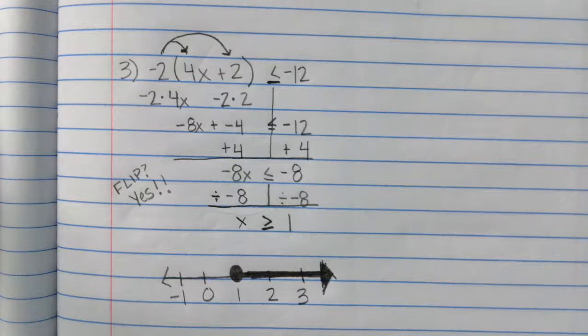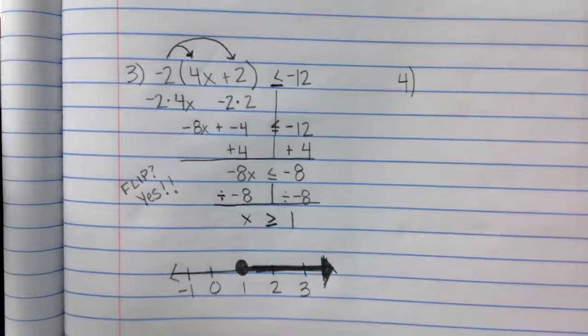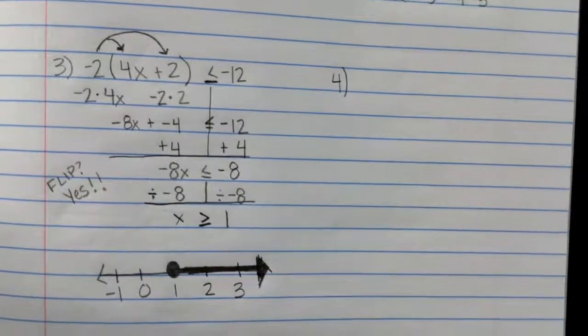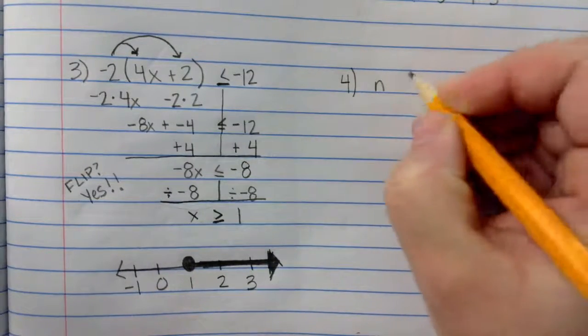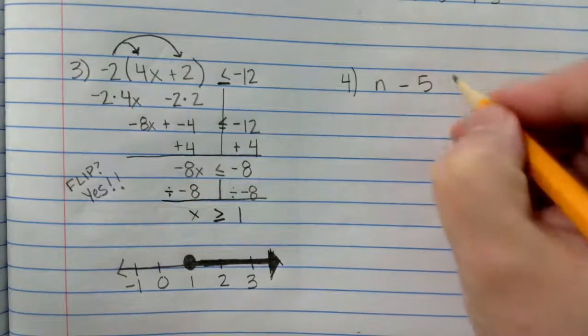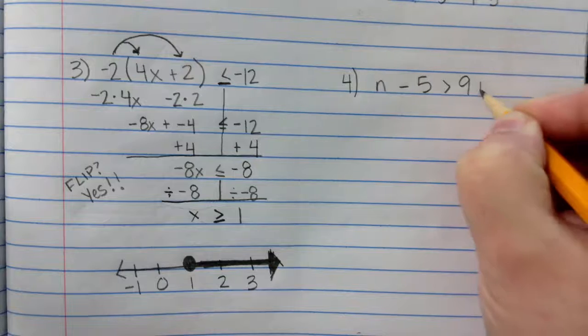All right, last problem for today, number 4. Guys are crushing this. n minus 5 is greater than 9 plus 3n.